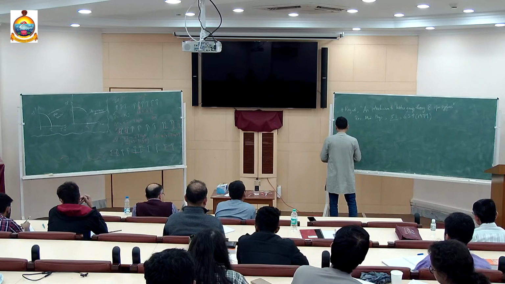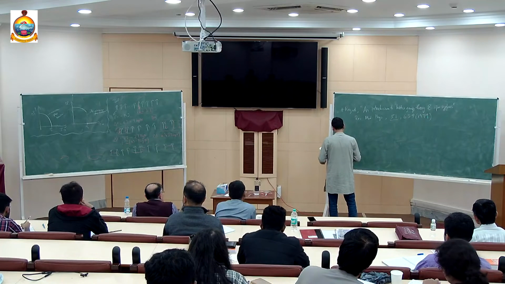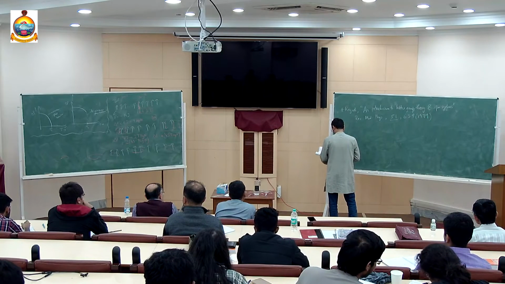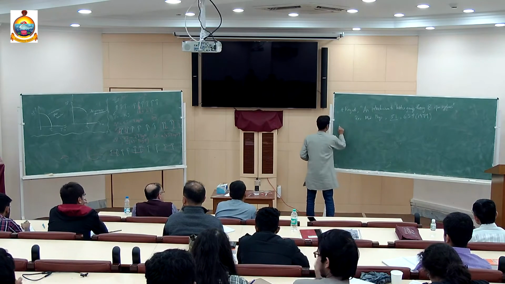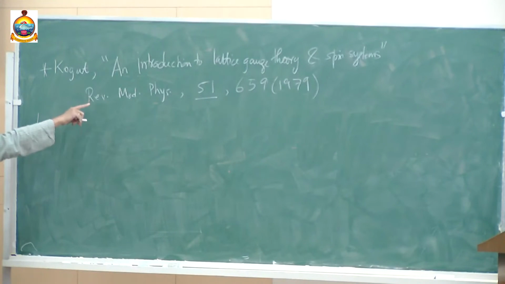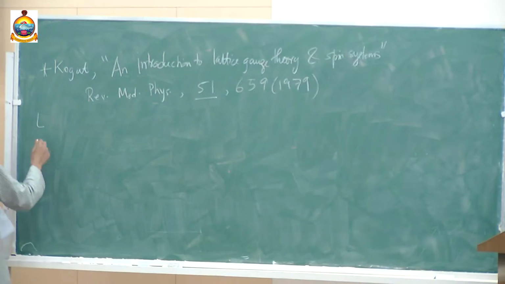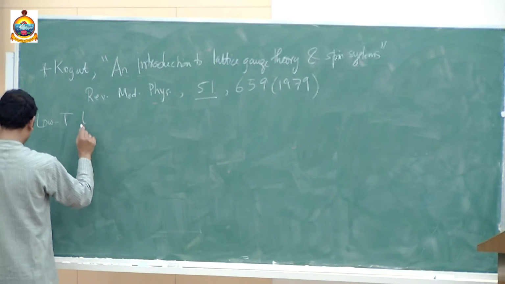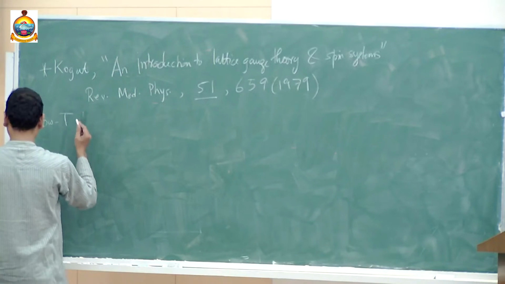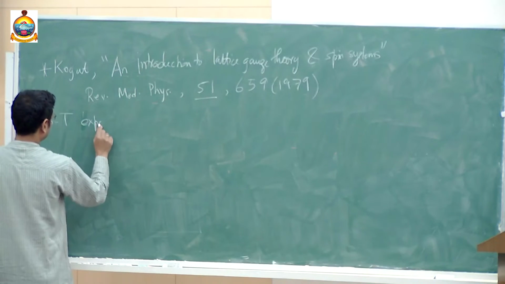So, let me see. Let's first do the low temperature, or let me see which one is easier. Okay, let's first do the low temperature. I will follow the notation of Kogut, and if you read his paper, he's very clear about it. I'll also try to be clear. And it's a very beautiful exercise.